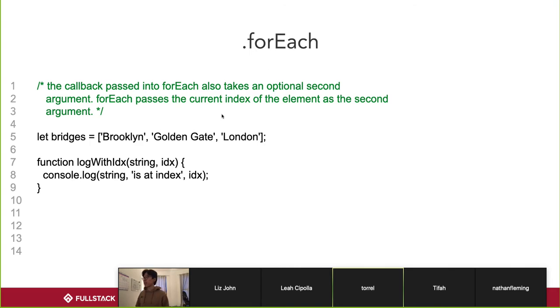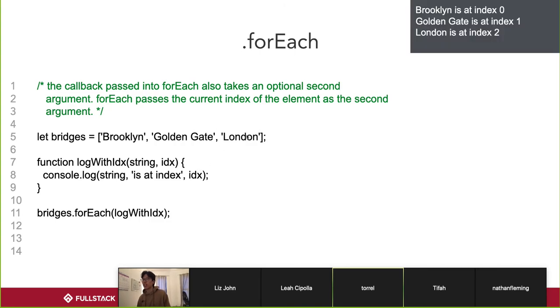The function that is passed into forEach also takes an optional second argument, which is index. So anybody want to take a crack at this? Looks like you guys already saw it. It basically does the same thing, but it passes the index too. So it not only gives you the element, it doesn't matter that it's a string, it could have been any data type, but it also gives you the index at which that element exists. So it would say Brooklyn is at 0, Golden Gate is at 1, London is at 2.